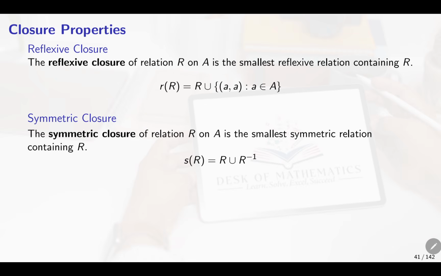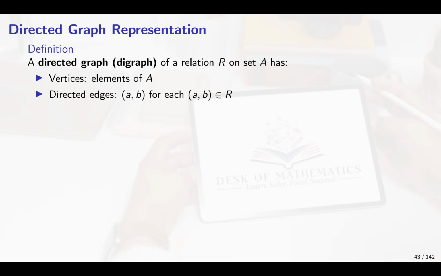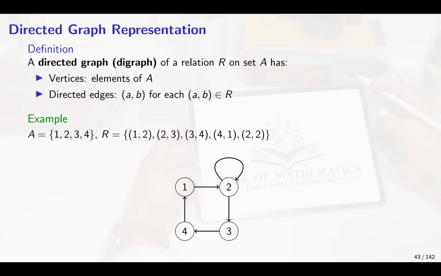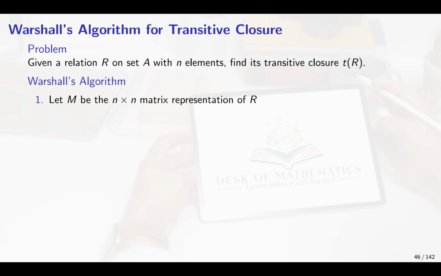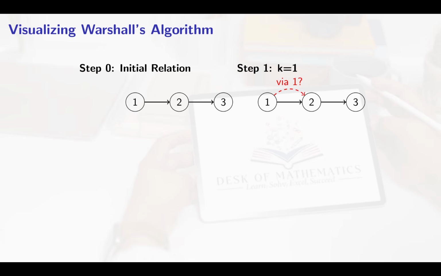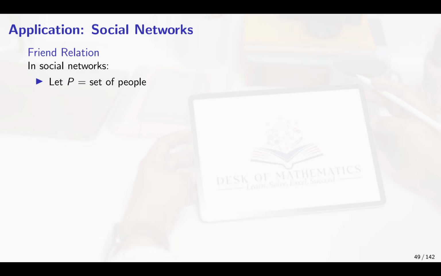So these are not the important things in your exam. A directed graph of a relation has vertices as the elements of A and directed edges, that is the relation, whatever the relation we have, we are just making it arrows. So these are not the things that are in your exam. Okay, this was all about your relations.